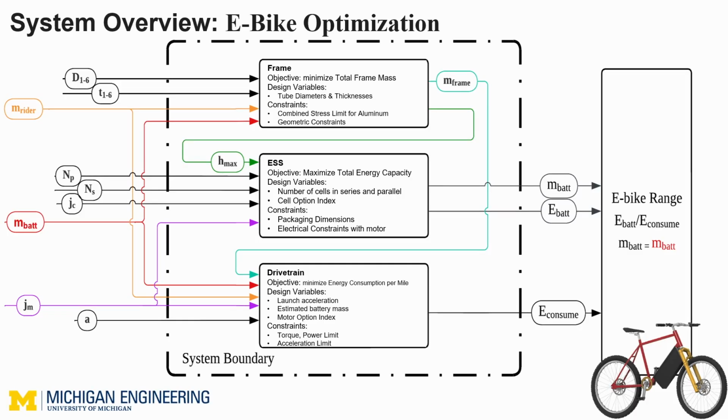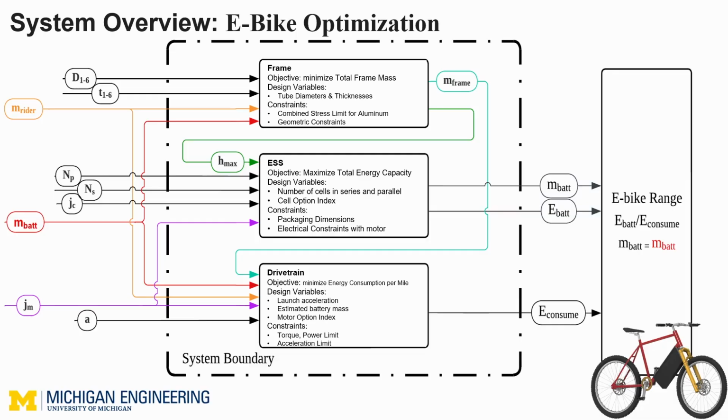Our group did an optimization for the e-bike. This slide gives the system-level overview of our model. We split the problem into three subsystems: frame, energy storage, and drivetrain. The frame subsystem optimizes the tubing to minimize frame mass while satisfying structural and geometric constraints.